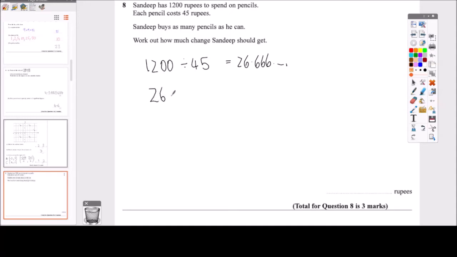So we're going to buy 26 pencils, each of them costing 45 rupees. So 26 times 45 is 1170. Now the question asks us how much change should we get. So that's 1,200 take away 1170, which is 30 rupees.